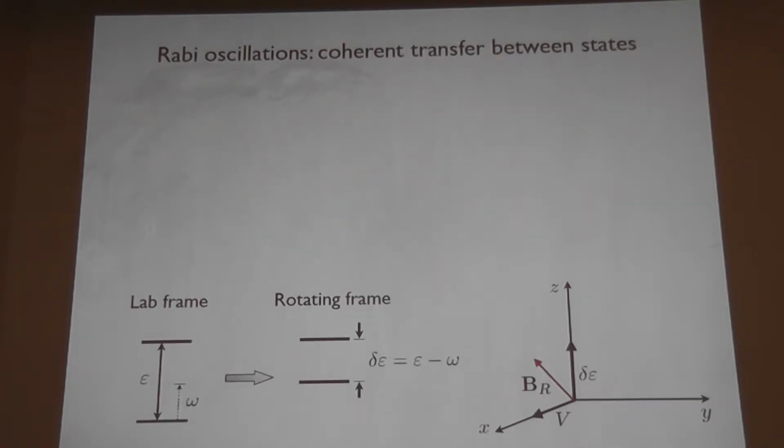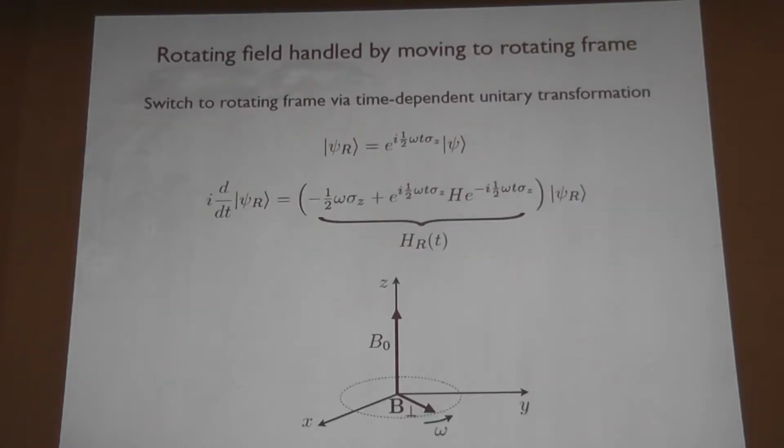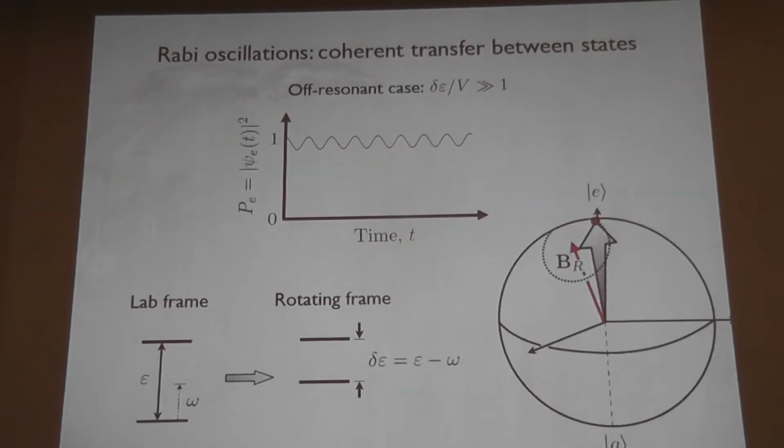Okay, so now we can understand the phenomenon of Rabi oscillations, which hopefully is familiar in this picture. So in the lab frame, remember, I had a big splitting. Now if I drive with a frequency which is not very close to that one, then in the rotating frame I still have a big splitting, and my effective field mostly points to the z-axis. Here I have this sphere where I plot the coherent states.